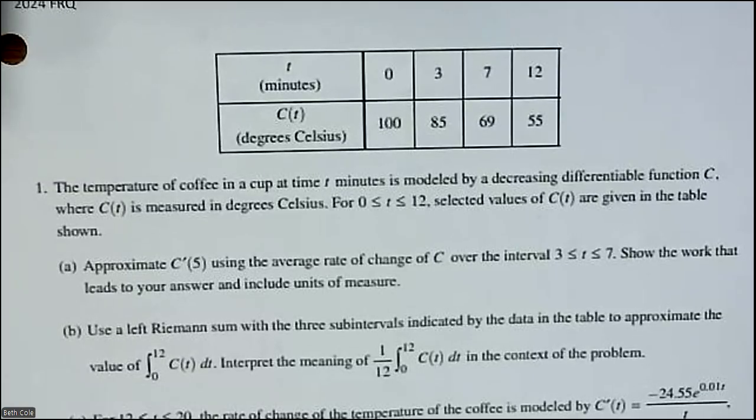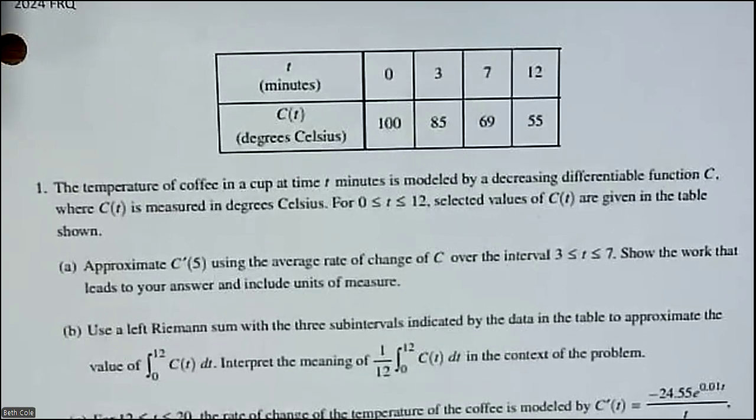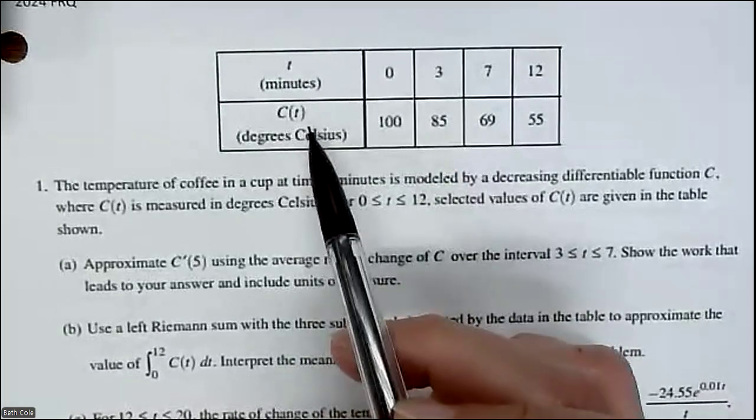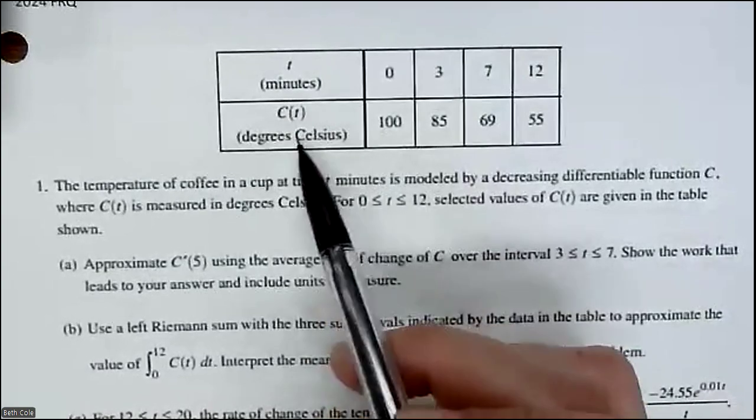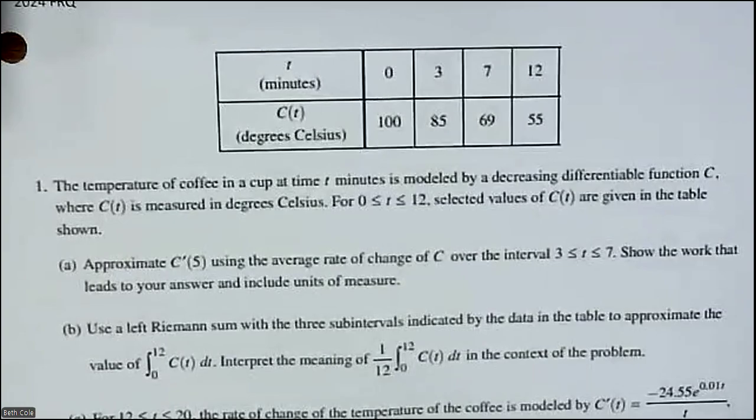So what are you given in this problem? That's the first thing you want to look at. Okay, table. What did they give you in the table? Minutes and degrees. Okay. Sometimes they would give you a rate, like this would already be degrees per minute. But in this case, it is just the temperature of the coffee.